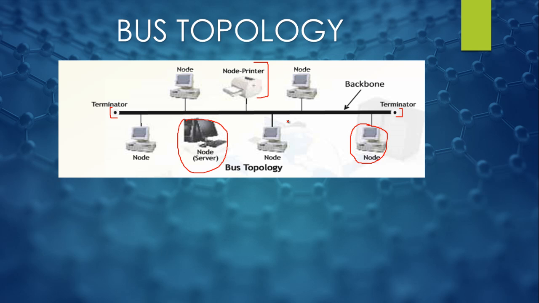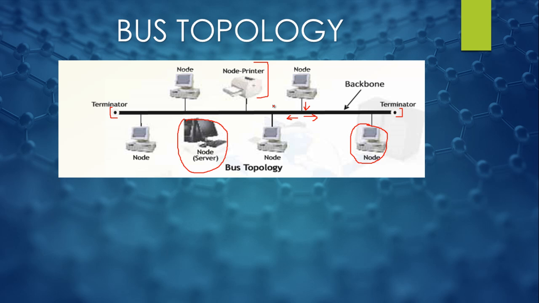Suppose this node wants to send a file for printout. When this node sends any data on this line, the data gets transmitted in both directions, because there is no medium to recognize where the device or node is present to which this system wants to send the data. So whenever a node sends data to this central cable, the data gets transmitted in both directions.